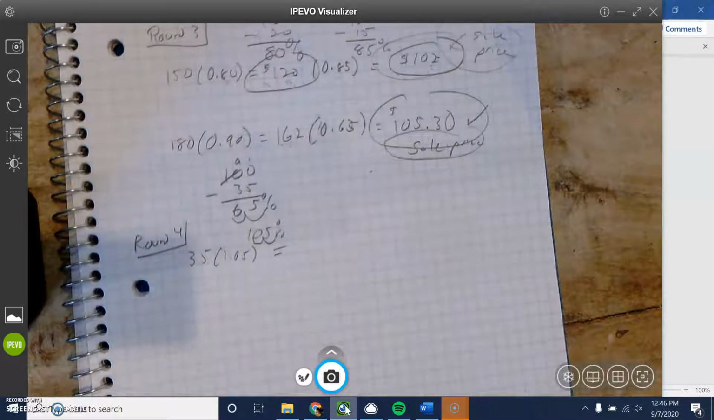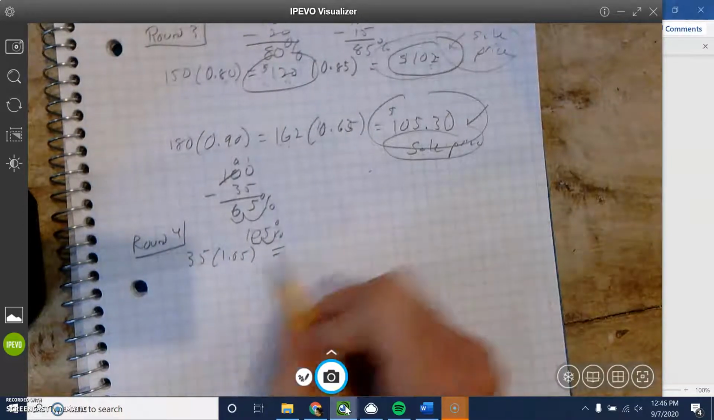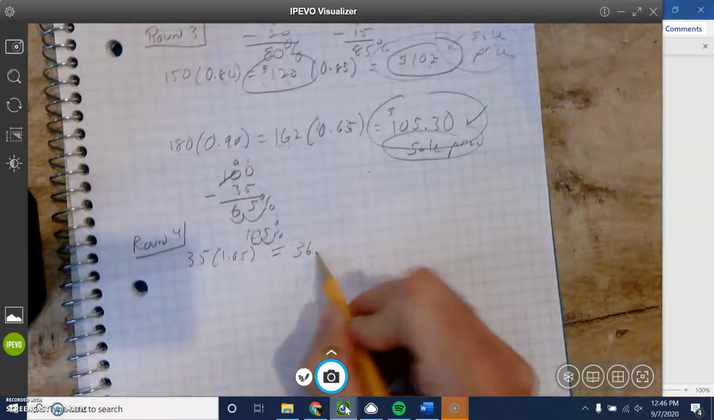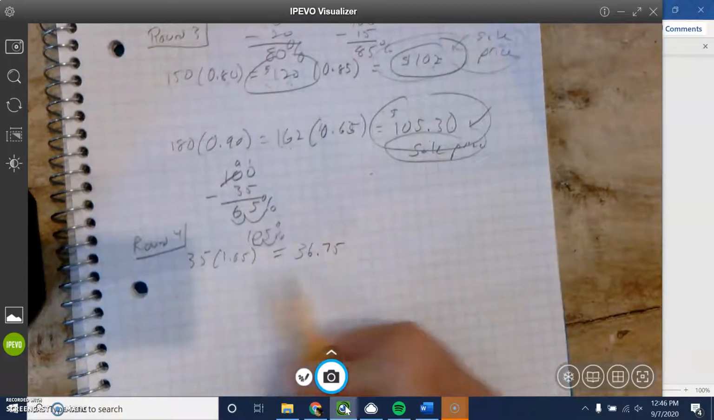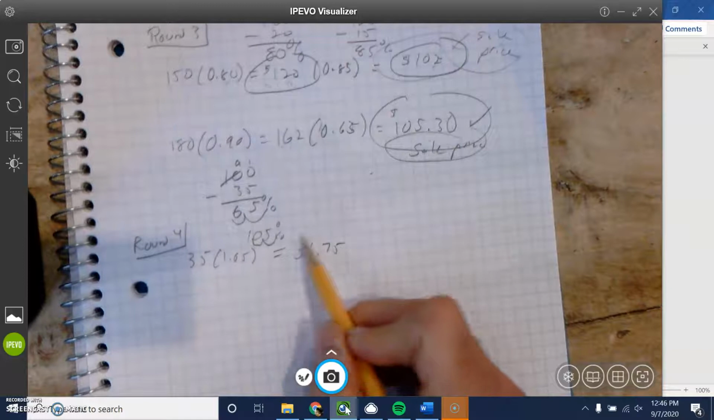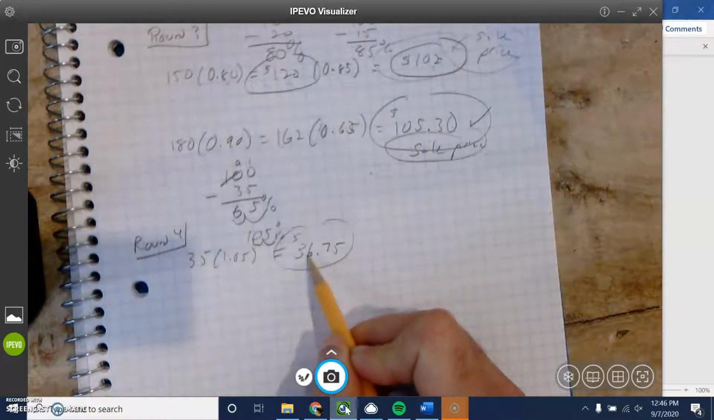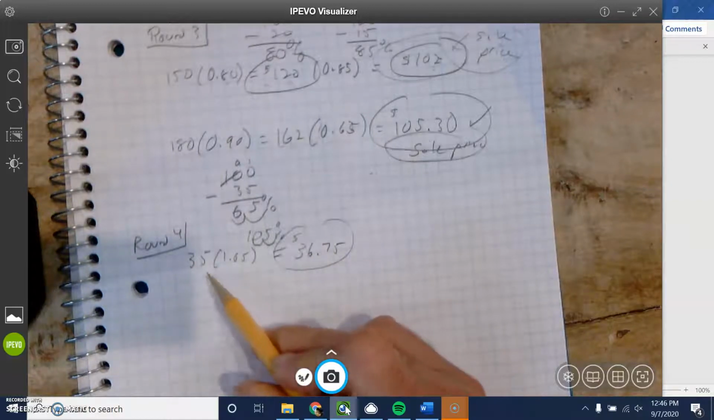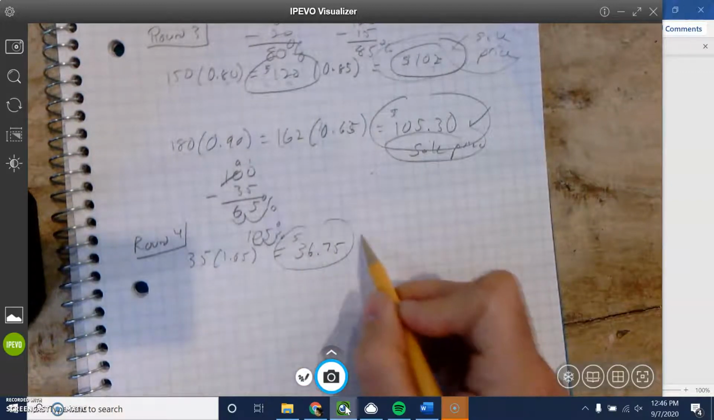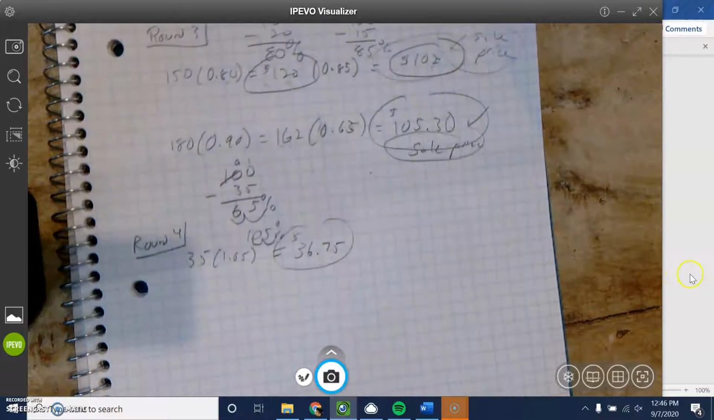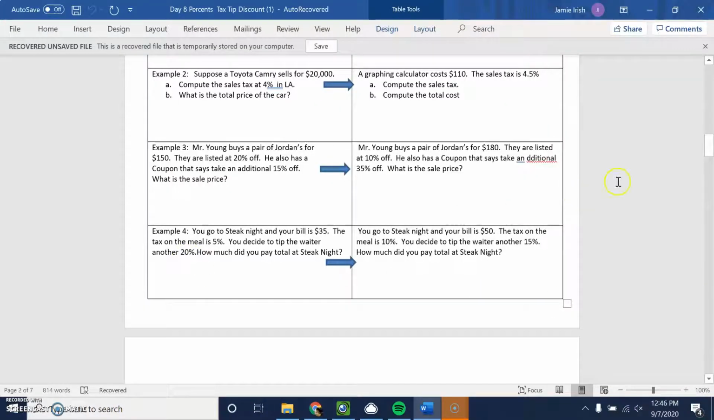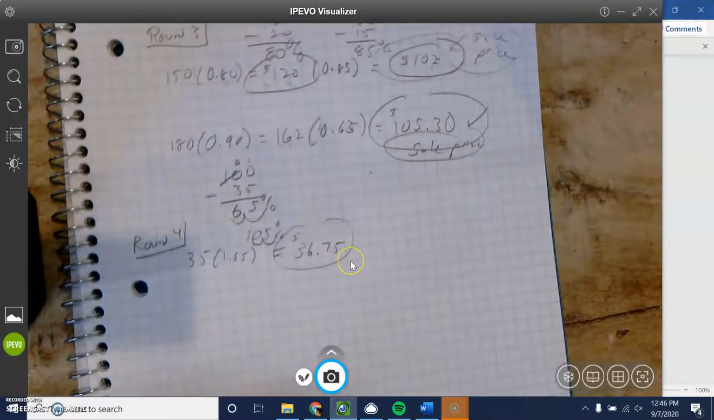35 times 1.05. And so with the tax added on already, because this is adding the tax with it, it's $36.75 with the tax. So the tax ended up being $1.75. Now you add a tip. So the tip is 20%. So now you have an extra 20%.